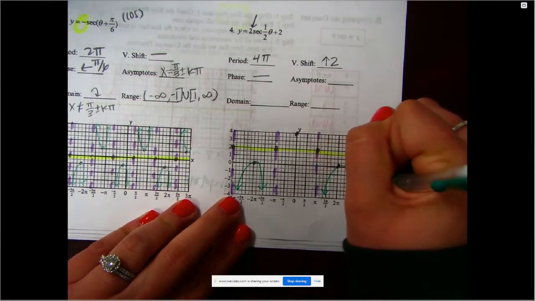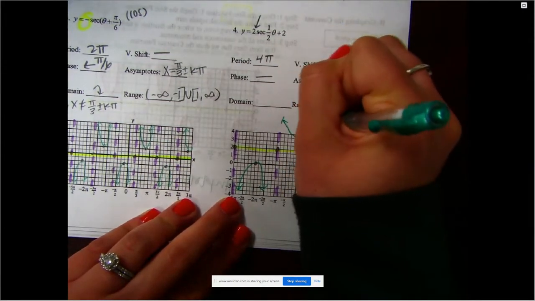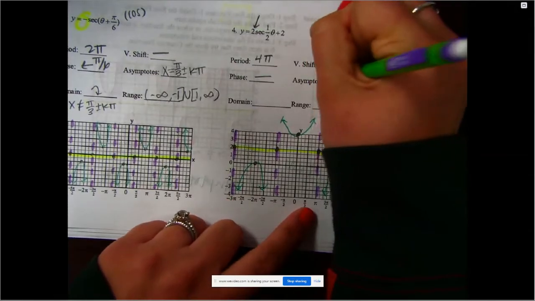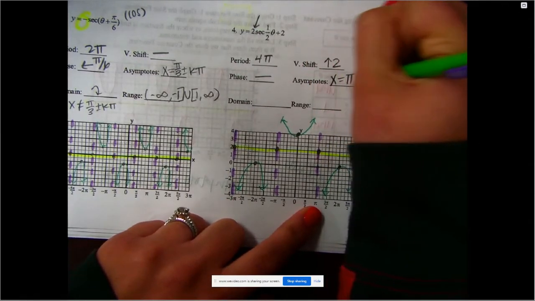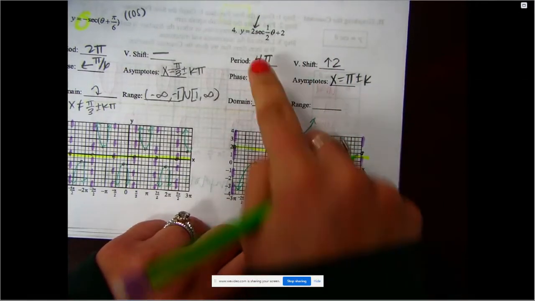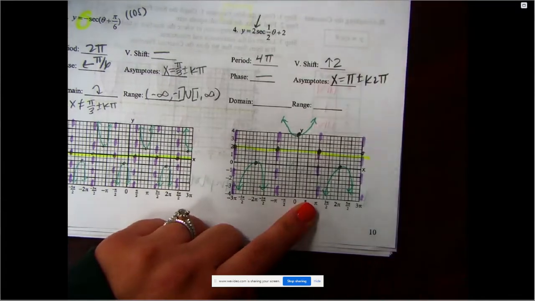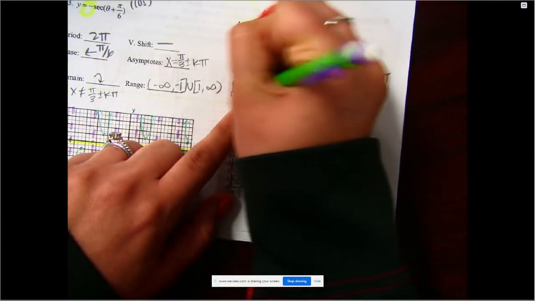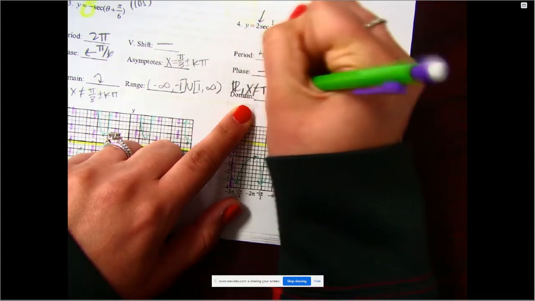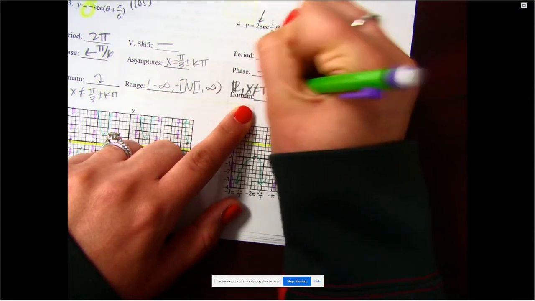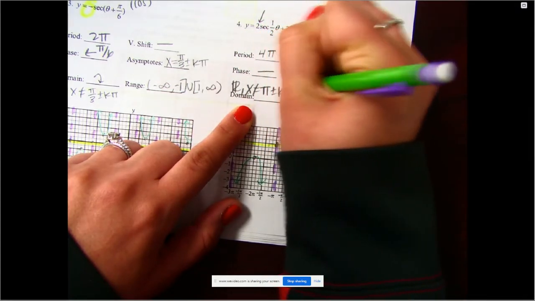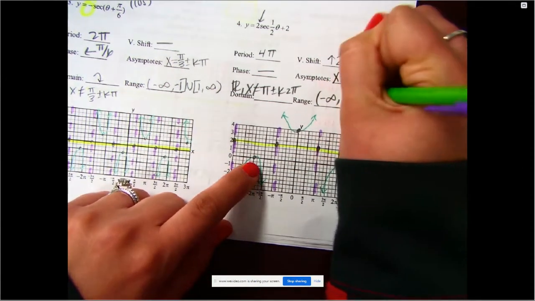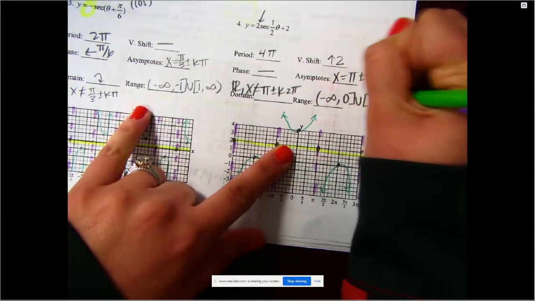Ooh-wee, this one was fun. You agree? All right, asymptote. I see one at pi. X equals pi plus or minus k. Well, how far apart are they? Half the period, 2 pi. Domain, all real numbers, except x isn't where the asymptotes are. My range skips over 0 and 4.